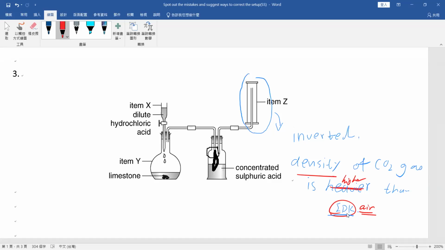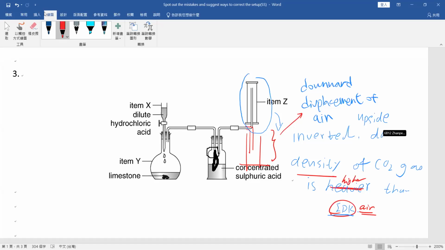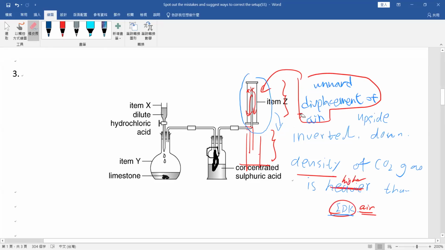And so what is that technique? I want to invert it like this. So what is that technique? Downward displacement of air. What does it mean by displacement of air? Air is originally here, and finally it is pushed downward. So downward displacement of air refers to this. How about this? But not for this. It's not correct.